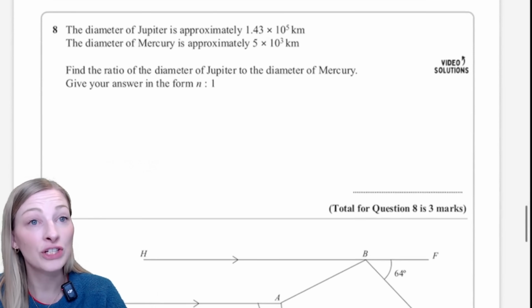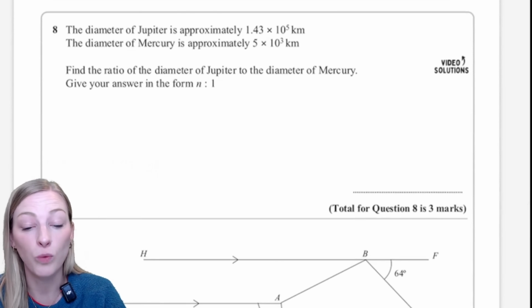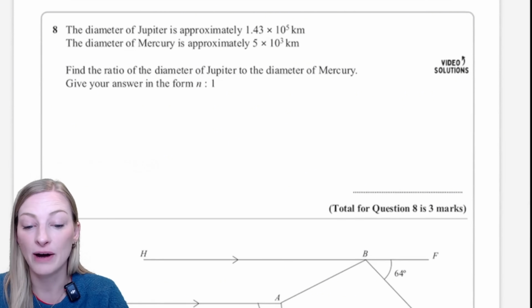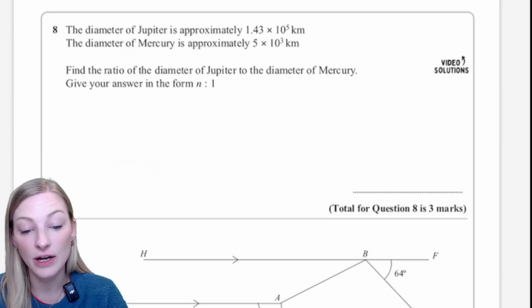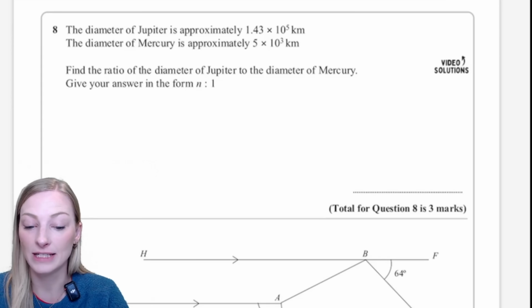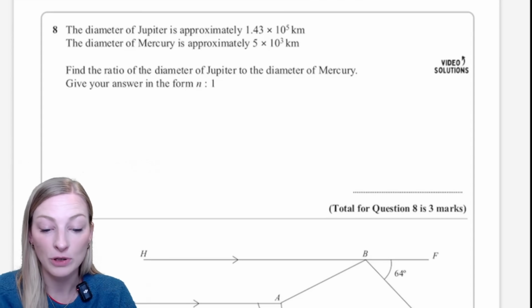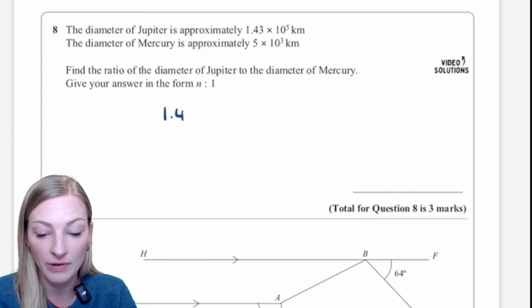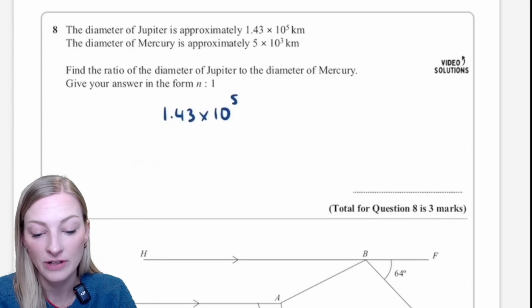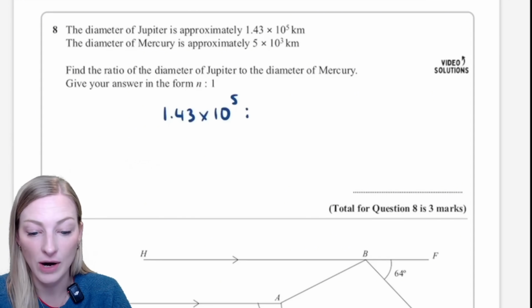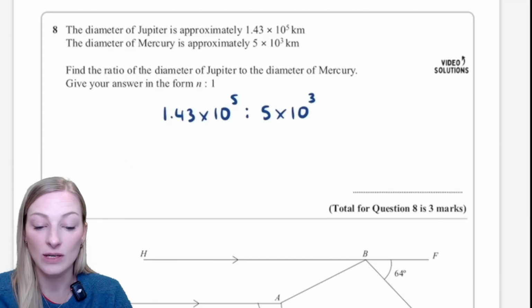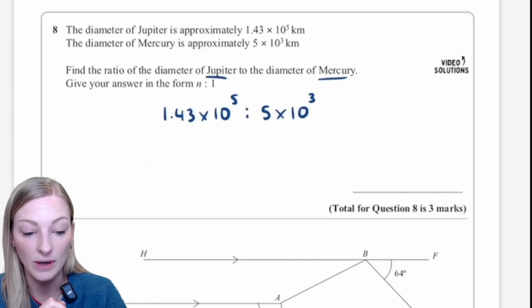Question number 8. The diameter of Jupiter is approximately 1.43 times 10 to the power of 5 kilometres, and the diameter of Mercury is approximately 5 times 10 to the power of 3 kilometres. Find the ratio of the diameter of Jupiter to the diameter of Mercury. Give your answer in the form n to 1. So let's put Jupiter on the left, 1.43 times 10 to the power of 5, and let's put Mercury on the right, so 5 times 10 to the power of 3. It has to be that way round because that's the order of the words in the question.